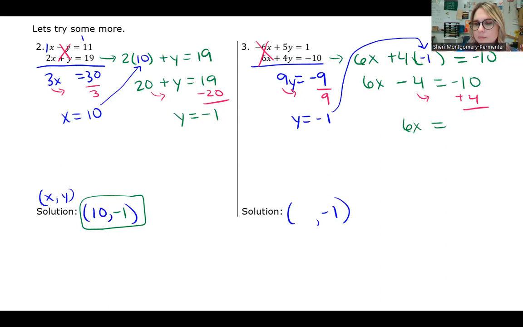What is negative 10 plus 4? Negative 6. We just have one last problem. We've got negative 6 divided by 6. What does x equal? -1.